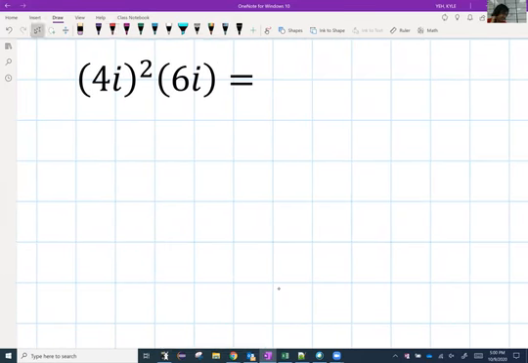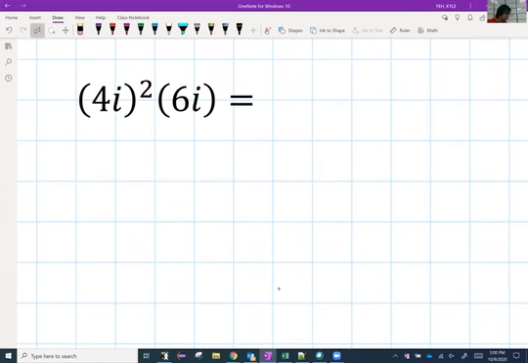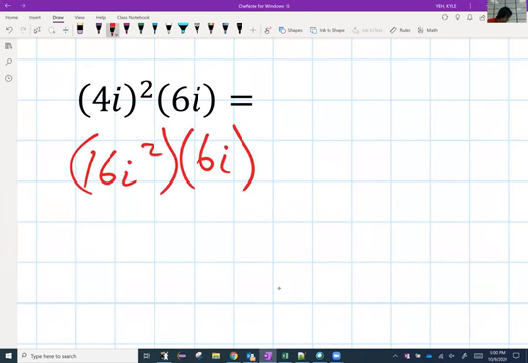What about this? (4i) quantity squared times 6i. Well, let's just do order of operations. Let's square the first part first. So (4i) squared is going to be 16i squared times 6i. 16 times 6 is 96. You can use a calculator if you need.